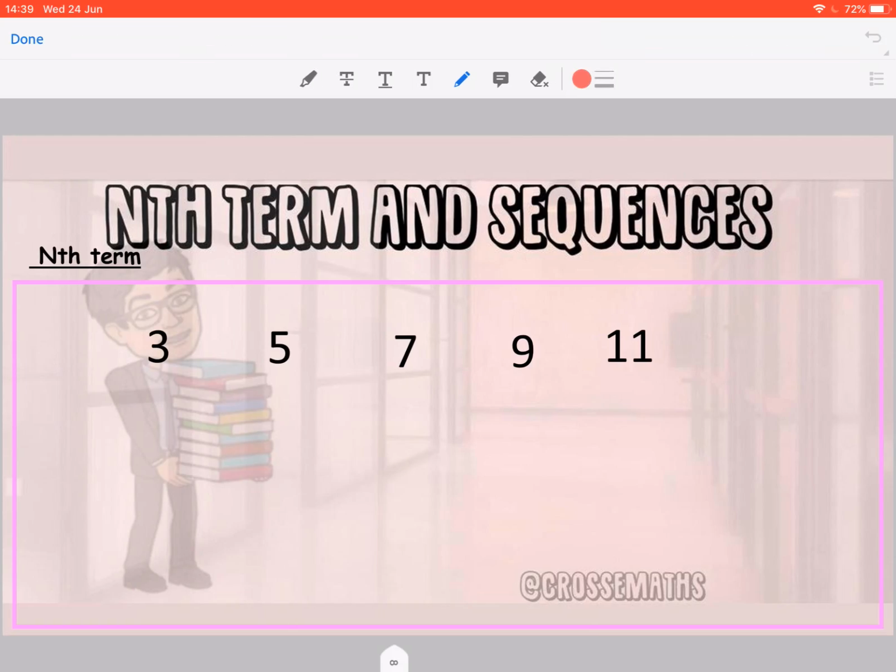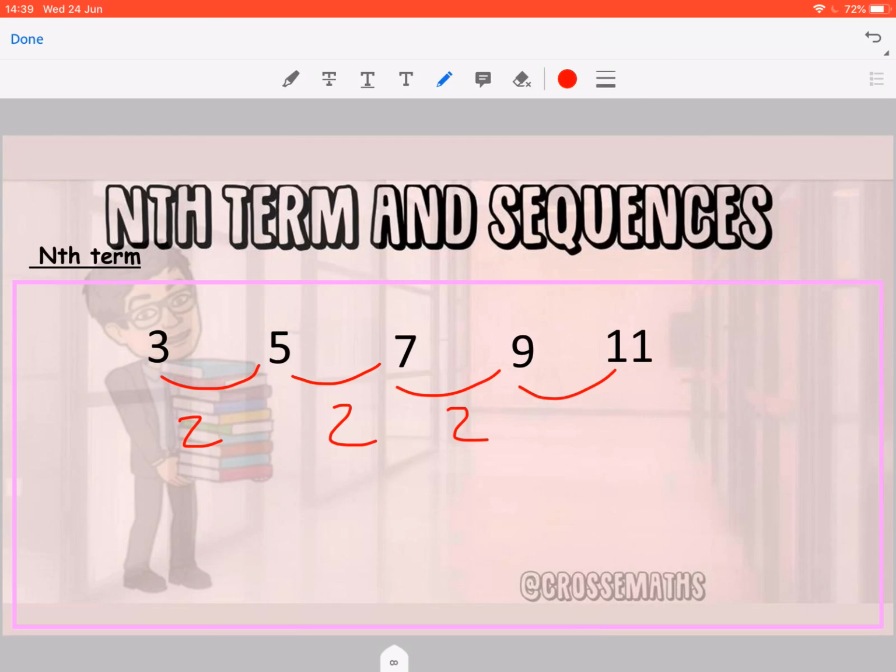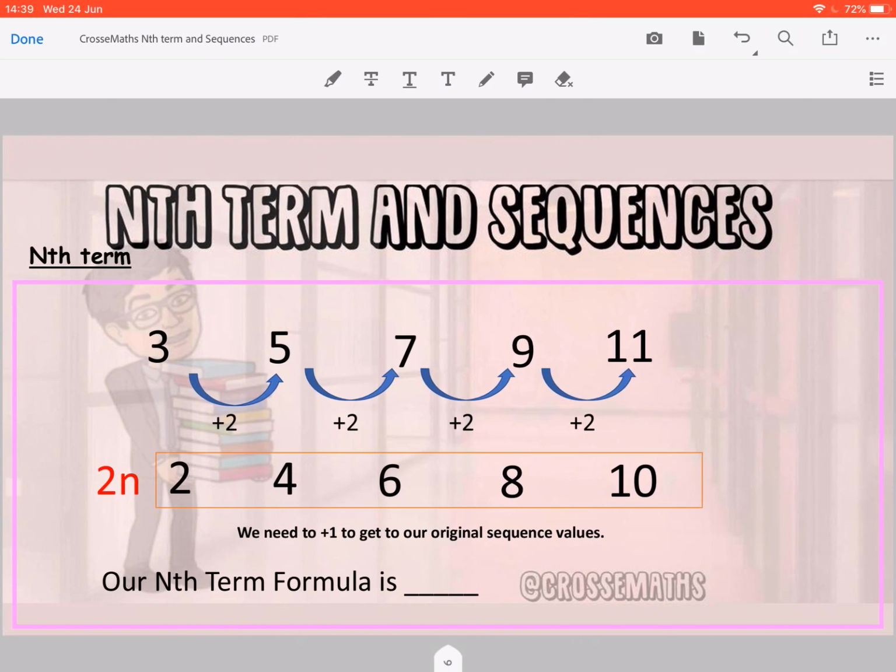Okay, so a similar thing again. If you're looking at what it's going up in each time, it's going up in 2s. Think of something that obviously goes up in 2s as well. That would be the 2 times table. So I'm going to write down the 2 times table. 2 times table, when you're dealing with nth term, is written as 2n. That goes by here, 2n.